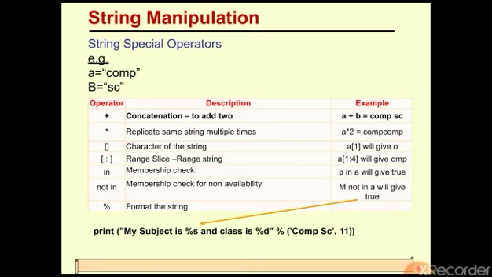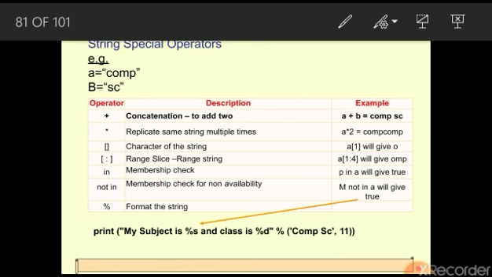Now, the percentage sign is used for formatting the string. How can you format? For example, here my subject is %s, and %s is the format specifier. It specifies the type of the value which will be printed in the place of this percentage. S stands for the string value, so here we will print a string value. And class is %d, which is for the numerical value. So here the subject 'com sc' will come in the place of %s, and the 11 will be printed in the place of %d.